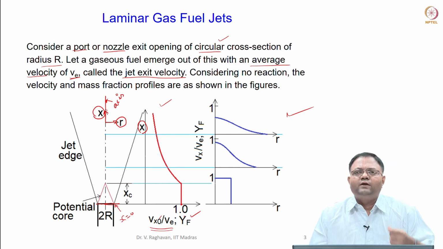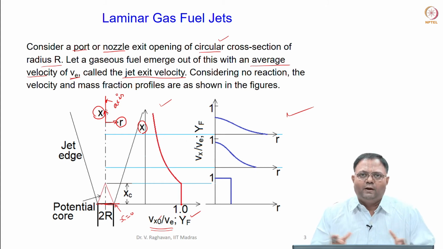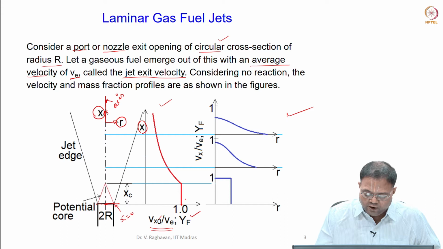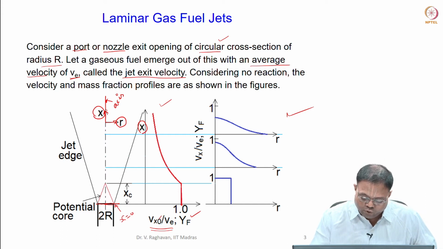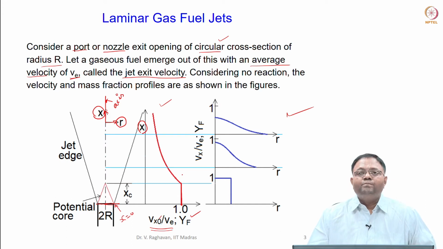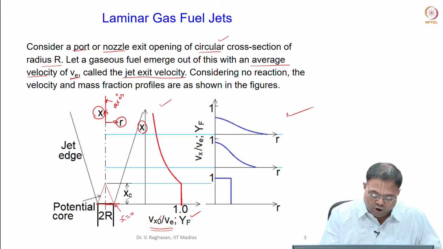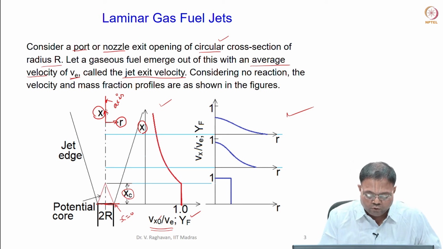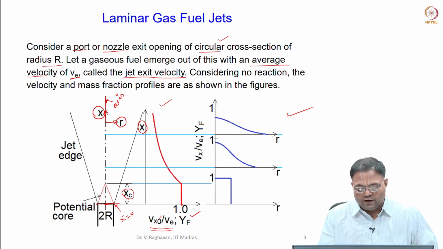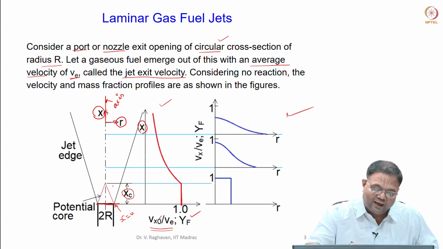We can also call it the fuel stream. Even if it is a mixture of fuels, the fuel stream's mass fraction is 1, combining all the fuels together, or fuel plus a diluent can also come out, say fuel plus nitrogen. That value is 1 here, and you can see that it continues for some height, with no change in the value of Vx0 by VE or YF till a particular distance called xc. From x equal to 0 to x equal to xc, there is no change in the center line value. This is the axis or center line.